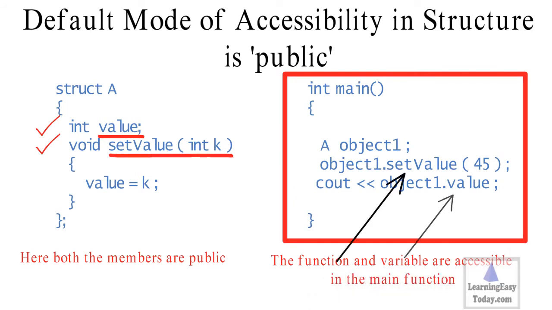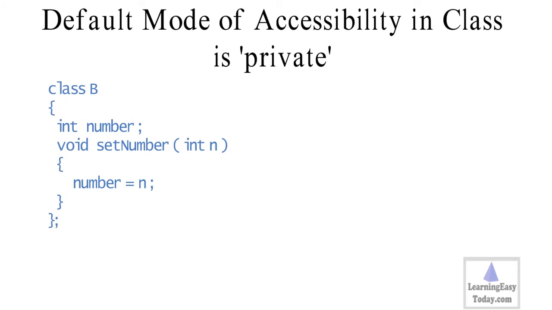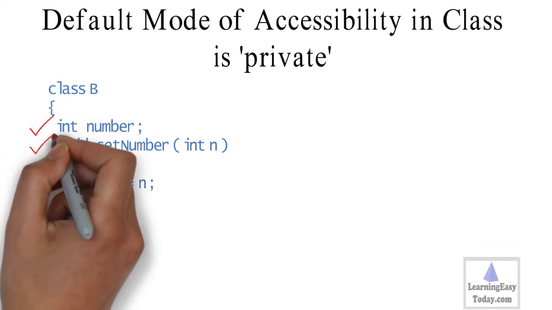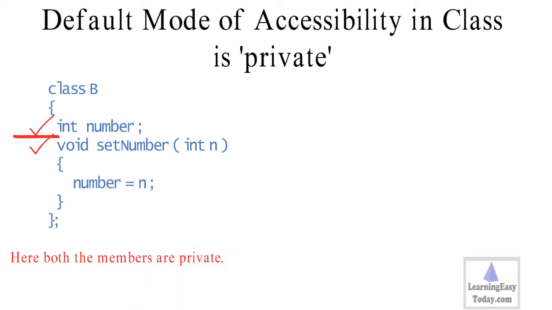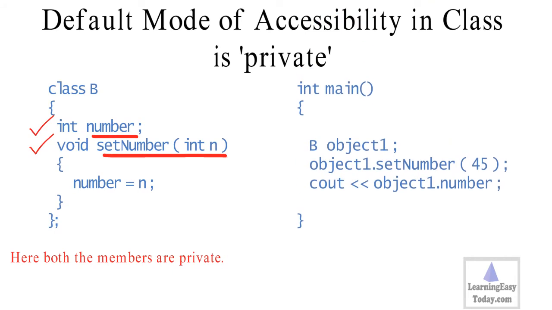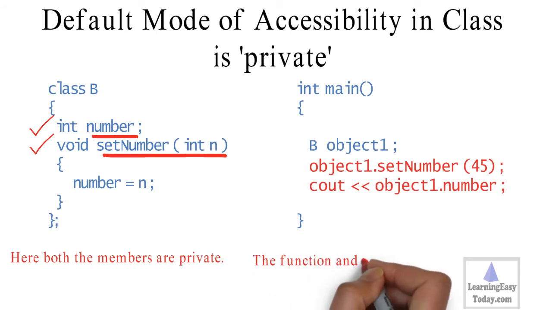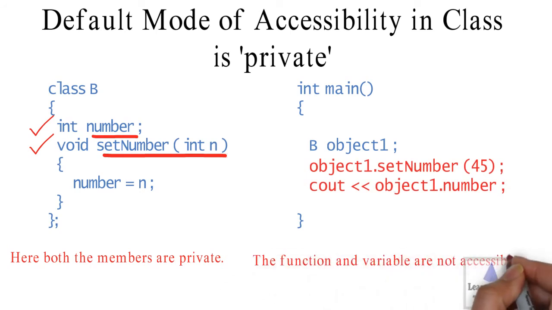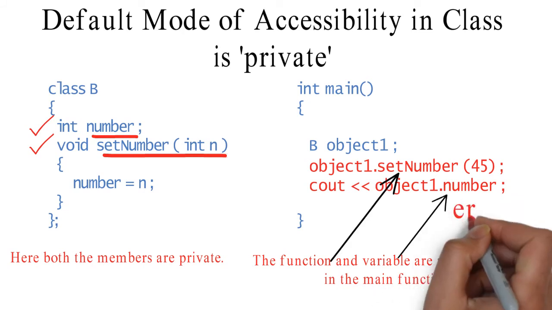On the other hand, the default mode of accessibility in class is private. It means all the members declared inside a class are by default private. Now consider this example code. In class B, the data member number and member function set number are by default private. It means if we try to access them using an object of class B in the main function, it will raise an error that number and set number are by default private in class B. This code snippet shows that number and set number cannot be accessed outside of class B, that is in main function.